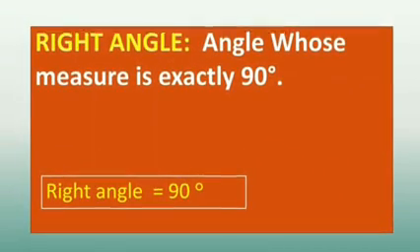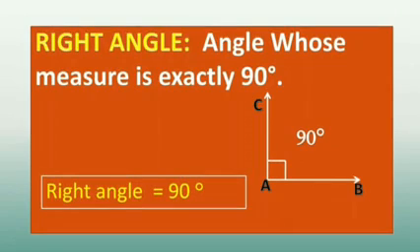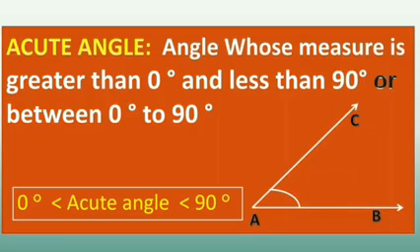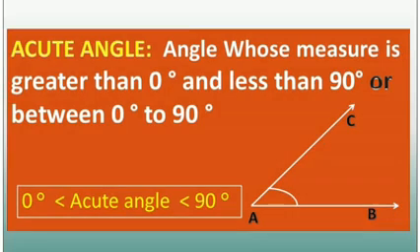Now we will move on to the angles. The first one is right angle. An angle whose measure is exactly 90 degrees is called a right angle. Then acute angle. An angle whose measure is greater than 0 degrees and less than 90 degrees, or between 0 degrees to 90 degrees, is called the acute angle. Acute angle is smaller than the right angle.